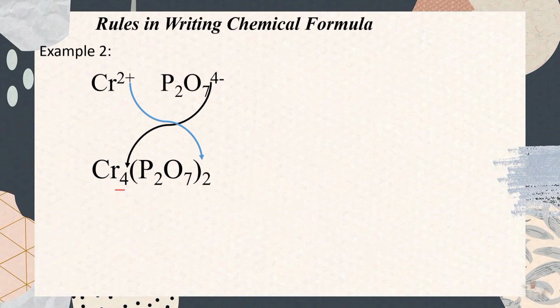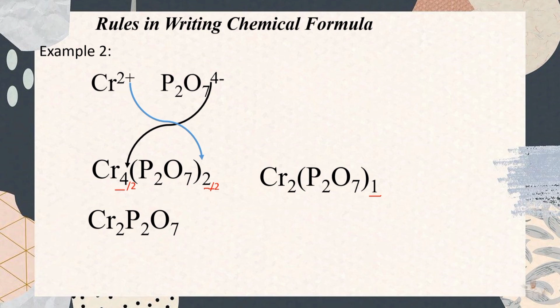Since 4 and 2 are reducible, being divisible by 2, we get Cr. 4 divided by 2 is 2, so we have Cr2, and 2 divided by 2 is 1, and we get P2O7 enclosed in a parenthesis with a subscript of 1. But since 1 is explicitly not written any longer, the final formula is Cr2P2O7.